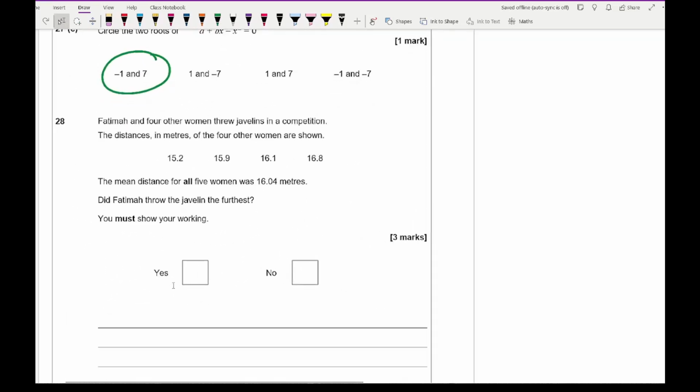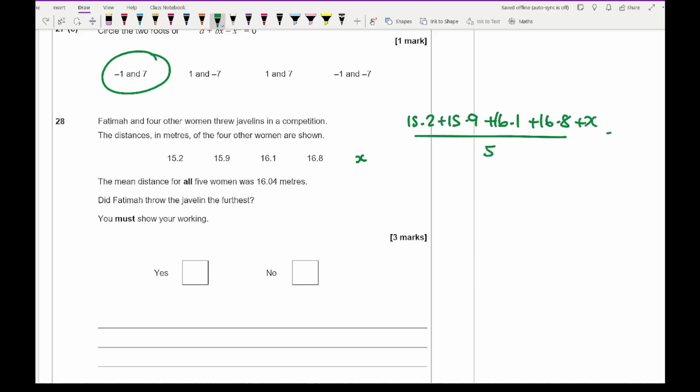Then for question 28, it says Fatima and 4 other women threw javelins in a competition. The distances in meters of the 4 other women are shown. The mean distance of all 5 women was 16.04. Did Fatima throw the javelin the furthest? And you must show your working out. Well, if I call Fatima's distance x, then to work out the average, I need to add those numbers up. So I've got 15.2 plus 15.9 plus 16.1 plus 16.8 plus x, all divided by 5, and that will give me the mean, and they tell me that the answer is 16.04.